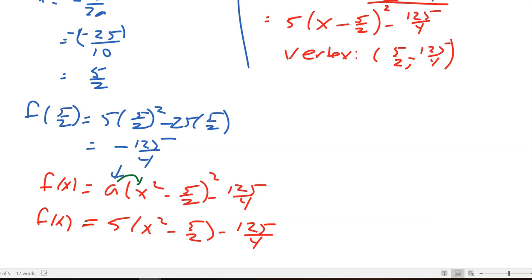So there's another way to do it if you just want to use the vertex formula. I kind of like completing the square. I think it's just a touch quicker. But either method's going to work, so go for it.